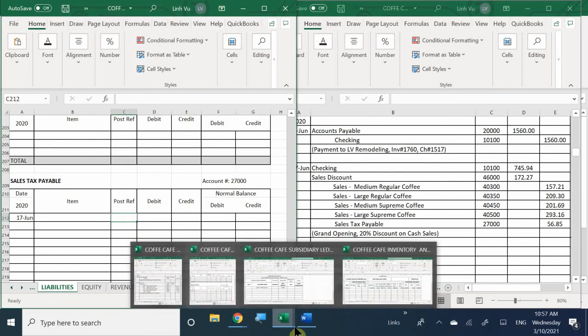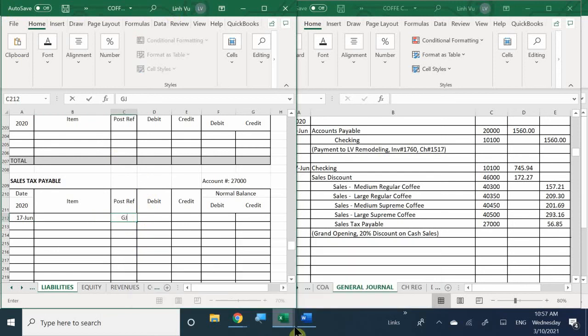Okay. Post reference, general journal number 6. All right. And how much was my tax? $56.85. $56.85, and that's going to be my credit balance. Okay. So I went through my whole entire journal and I went through my whole entire ledger. Okay. What is next?